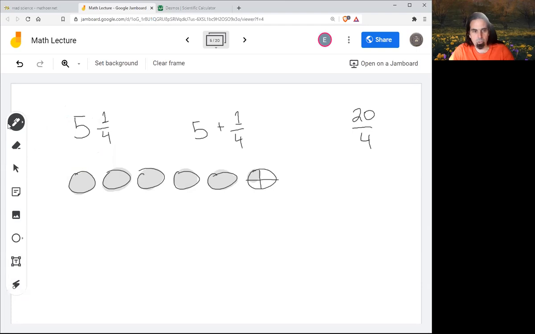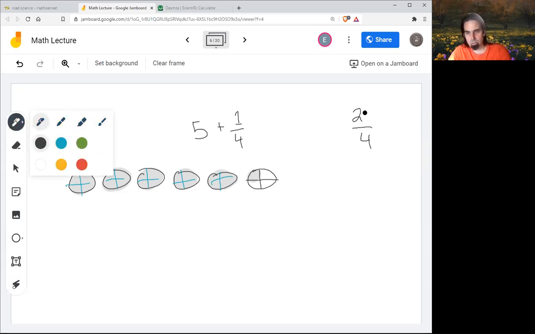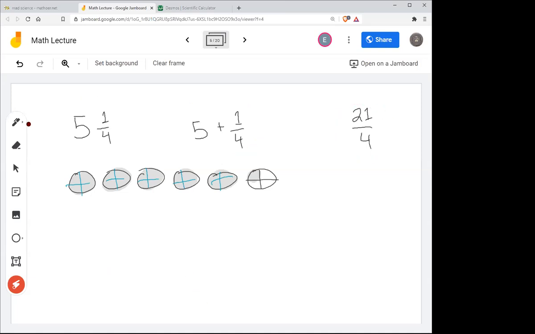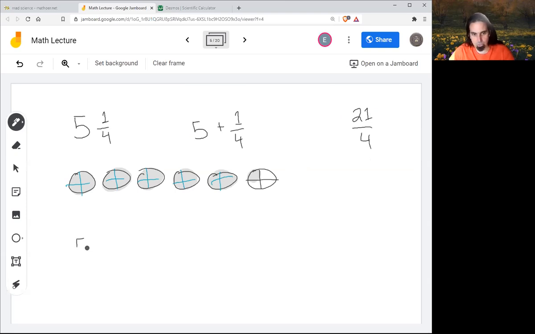Where are my 20/4? Well, I can take each of these and chop them up into fourths. Whoops, 21/4. No one caught me. 5 times 4 is 20, plus 1 more is 21. Okay, and now if I count them, 1, 2, 3, 4, 5, 6, 7, 8, 9, 10, 11, 12, 13, 14, 15, 16, 17, 18, 19, 20, 21/4. Everyone okay how these 3 things are the same?